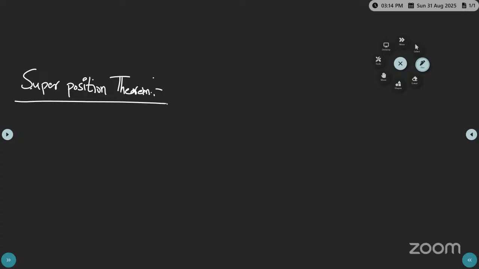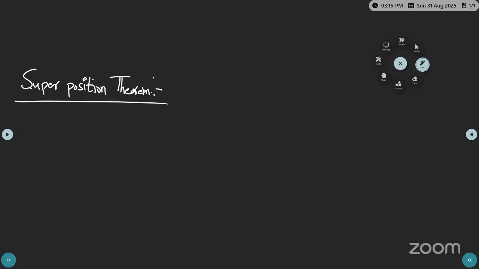What is the statement of the superposition theorem? The statement is converted into a problem. If you understand the statement, which is nothing but the problem, you are able to solve the problem. What is the statement of the superposition theorem? I will explain.